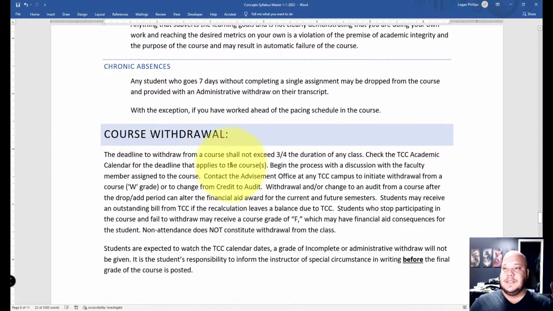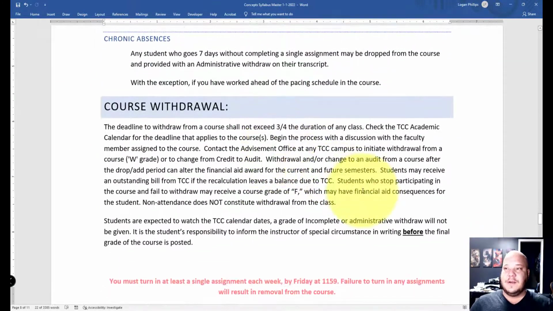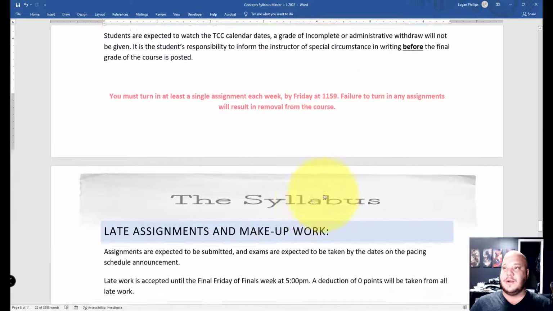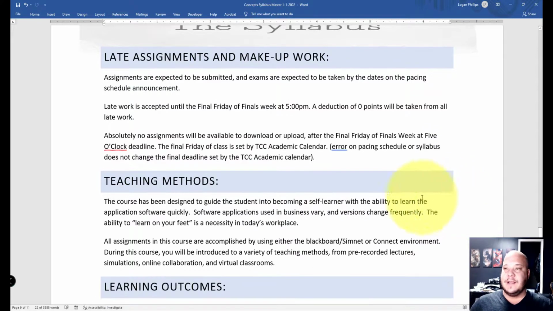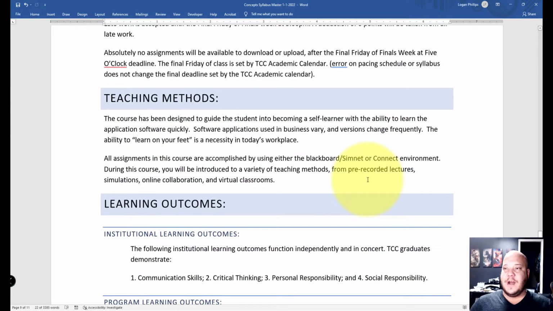Plagiarism, chronic absences, those are automatic failures. Course withdrawal, make sure you understand your course calendar. Late assignments and makeup work, again, I don't deduct late points, so just go ahead and get it done. Just make sure it's before the final Friday.